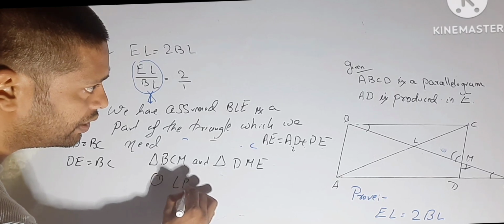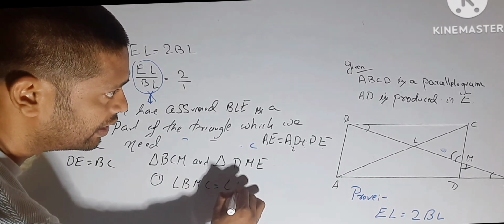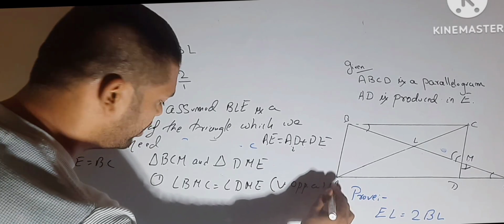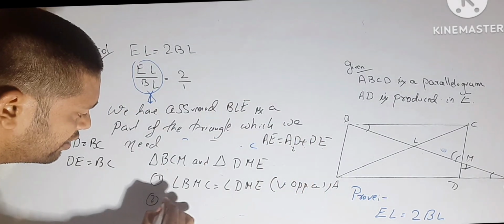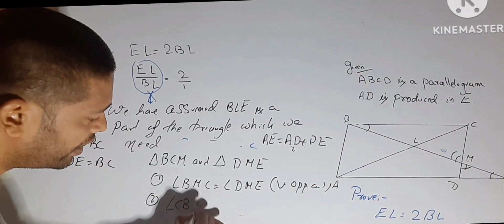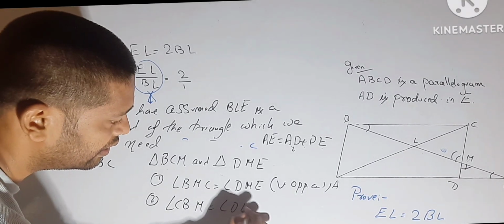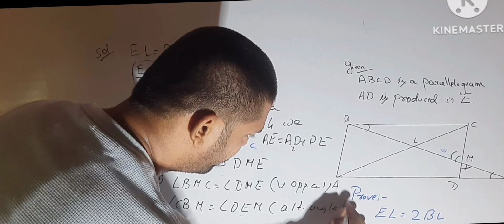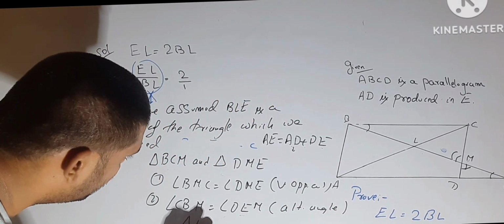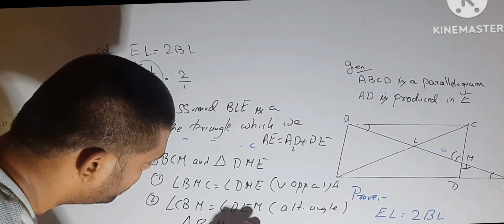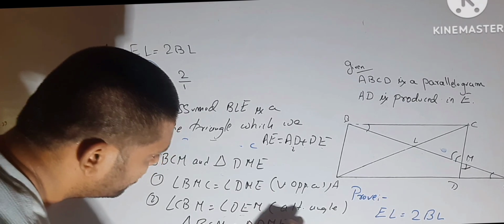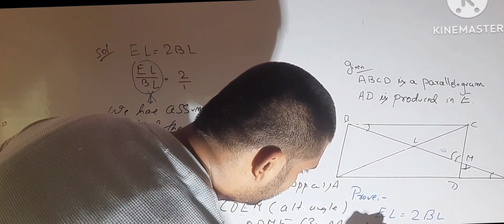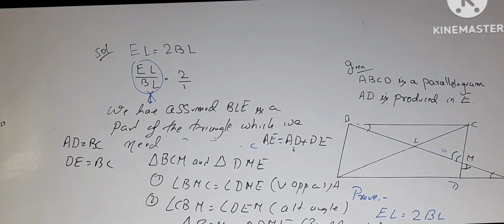So angle BMC is equal to angle DME. Why? Vertically opposite angles. Okay, next one, the second one, alternate angles. Angle CBM is equal to angle DEM. Okay, alternate angles. So from here we can say the triangle BCM is similar to triangle DME. Yes sir, by AA rule. Yes sir, we can say that.